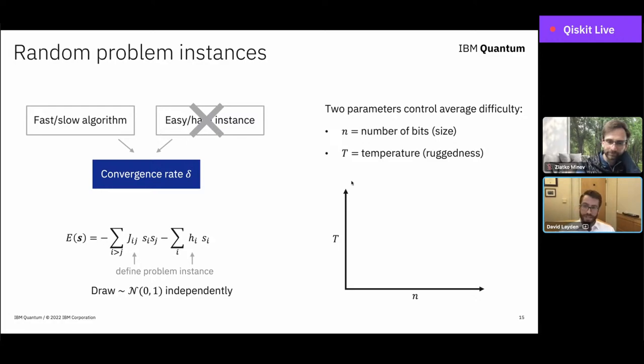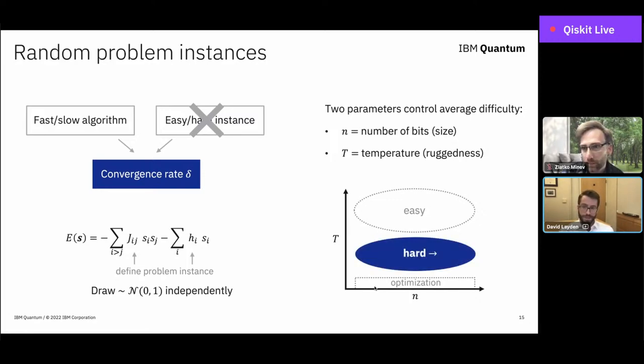So this will leave us with two knobs that we have to control the difficulty. We have the number of bits, n, which is the problem size, and then we have the temperature, T, which is the ruggedness, if you will. It effectively scales the energy function. And I should say also that at high temperatures, we expect MCMC classically to converge fairly quickly. I won't elaborate on that, but you'll see it play out in our numerics. At very low temperatures, this effectively reduces to an optimization problem, which is, of course, very important, but it's not what we're directly interested in here. And instead, we're going to look at this intermediate regime primarily, where we expect the difficulty to increase quickly with the problem size.